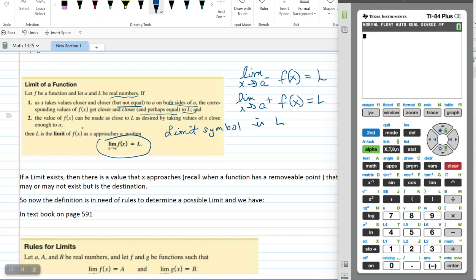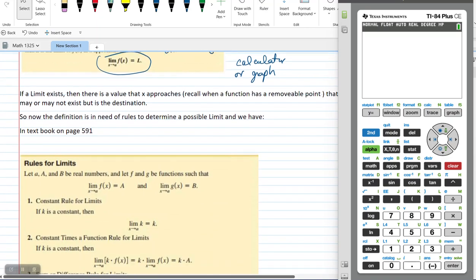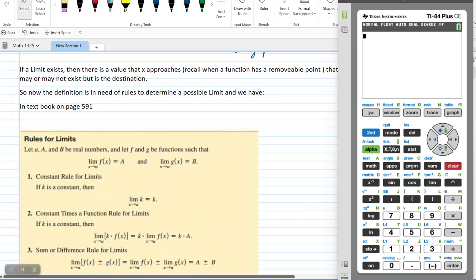The value of f of x can be made as close to L as desired by taking the value of x close enough to a. And that is if we're using a calculator or graph. Right. So then L is the limit of the function f of x as x approaches a. And this is the structure. All right. Well, let's read on and see what else we can recall.